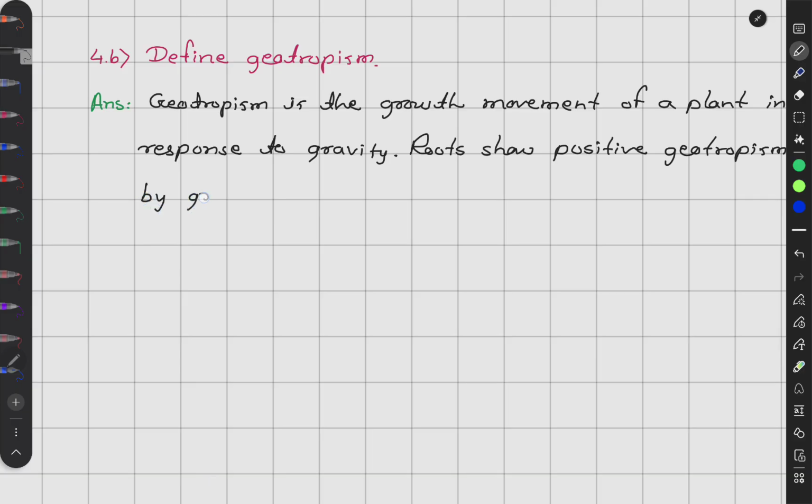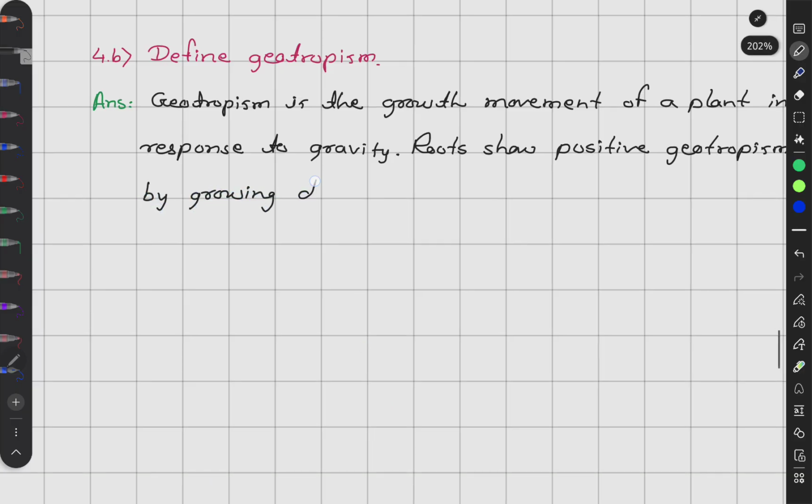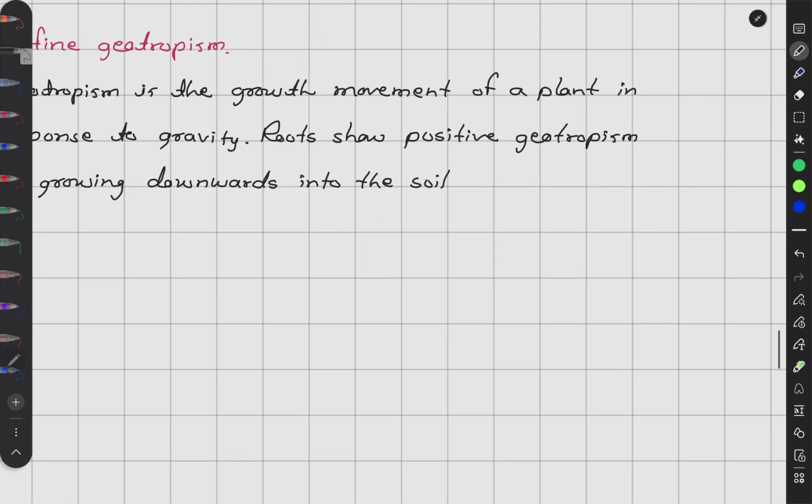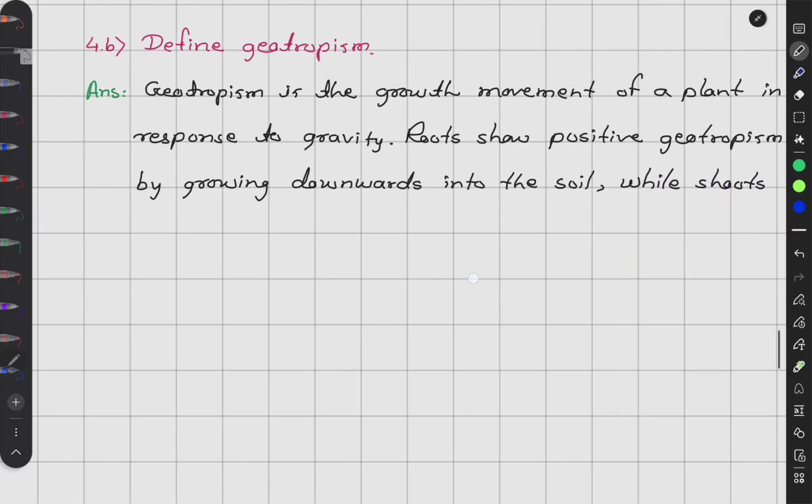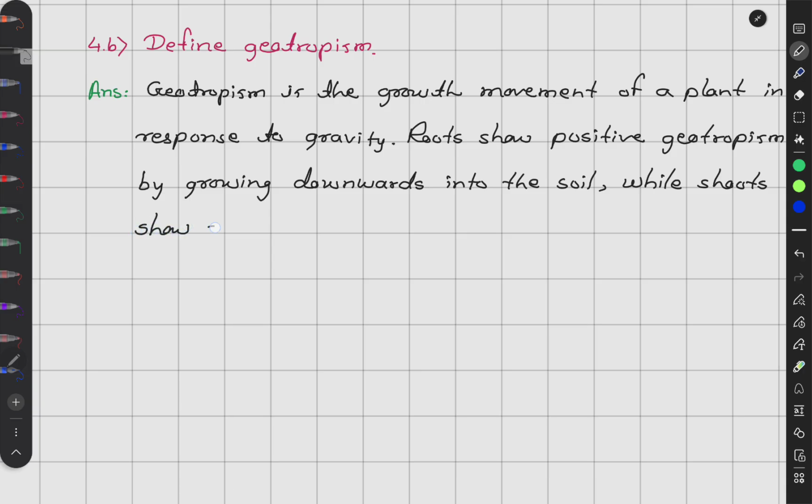Roots show positive geotropism by going downwards into the soil, while shoots show negative geotropism by growing upwards. So our answer is done.